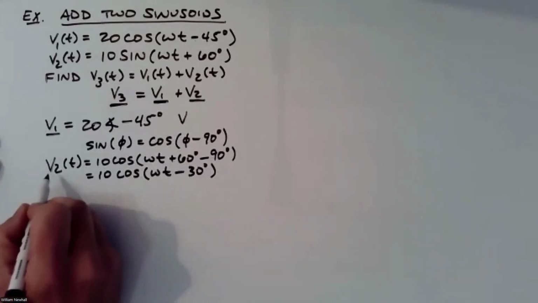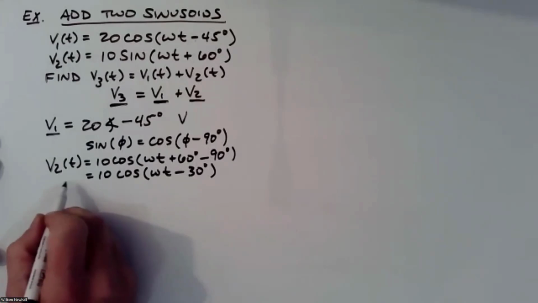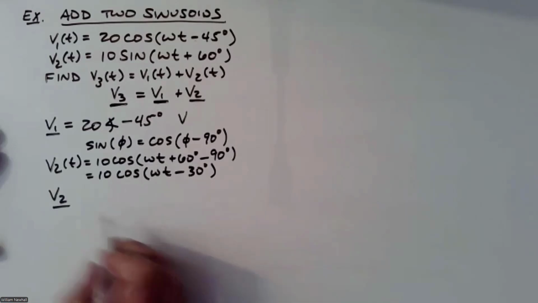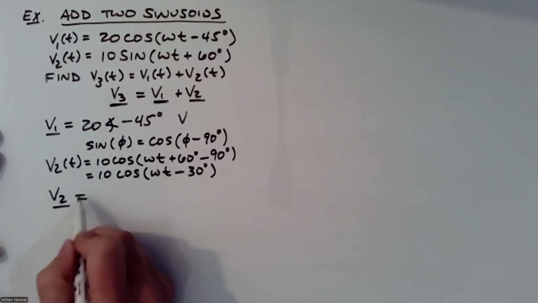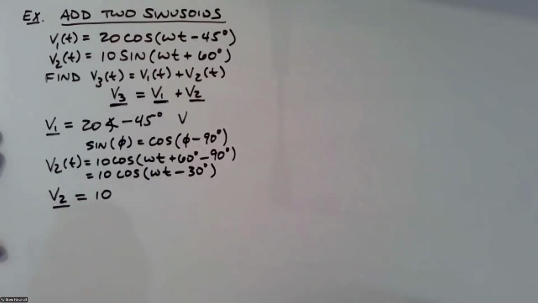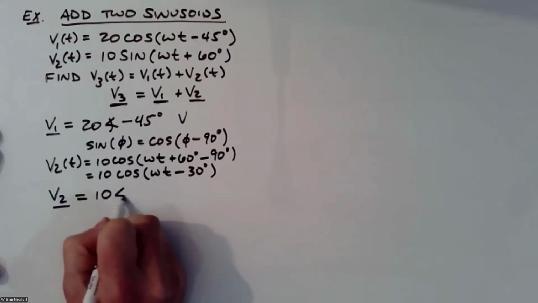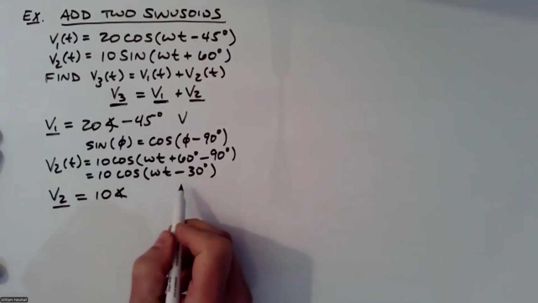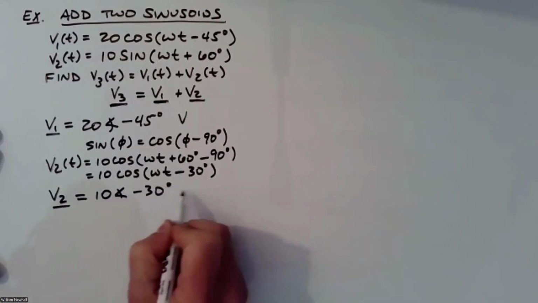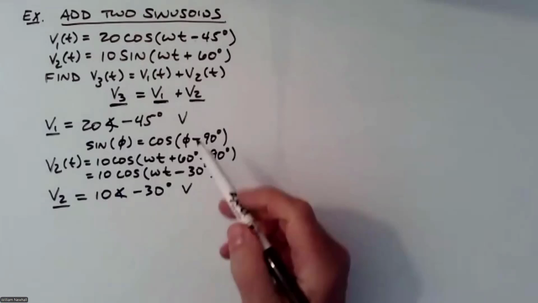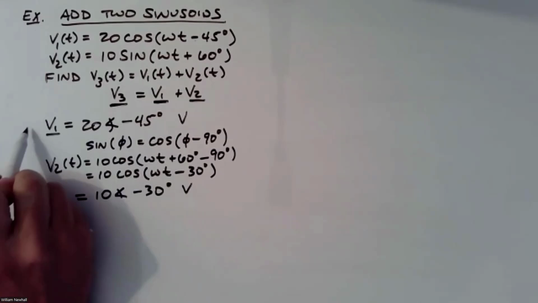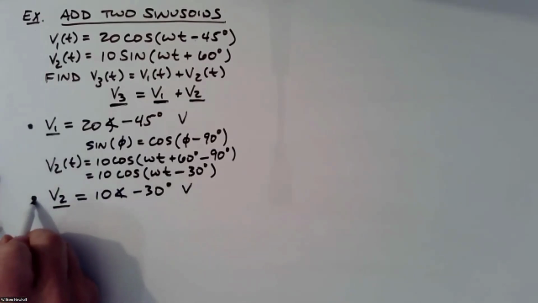And now I can convert V2 of t in that form to a phasor. V2 phasor equals the magnitude of that phasor, which is equal to the amplitude of the cosine, 10. The angle of the phasor is the phase of the cosine, minus 30 degrees, right? Volts. So these are the two phasors here: phasor V1 and phasor V2.